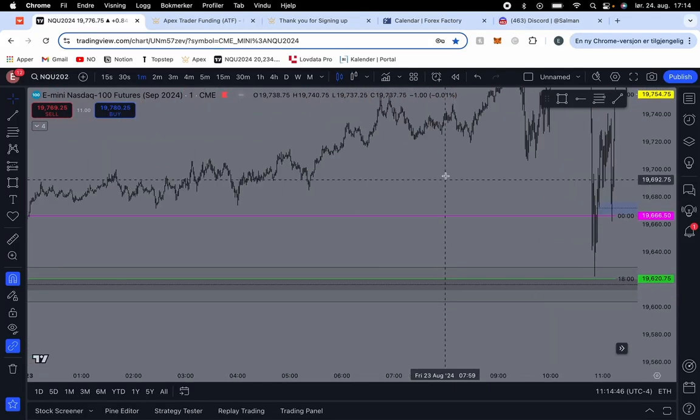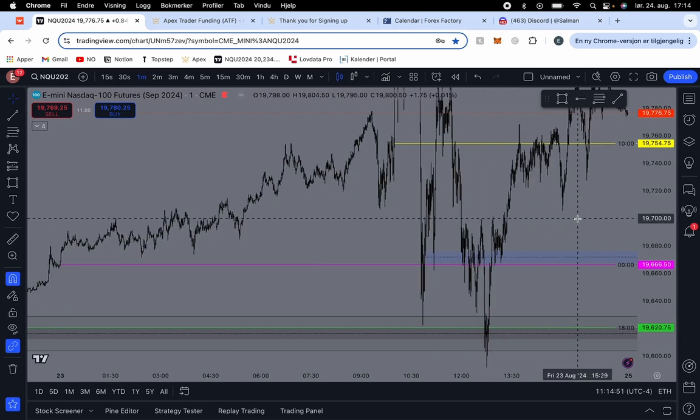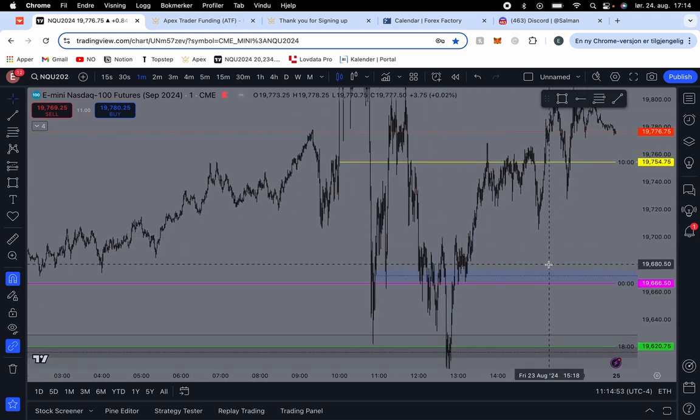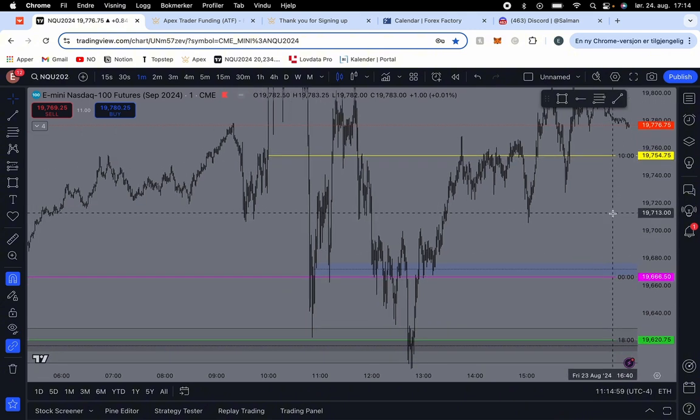This is gonna be a video on how to use the key opens. And the key opens that I like to use are the 1800 opening, the midnight open, and the 10 a.m. hourly candle open.